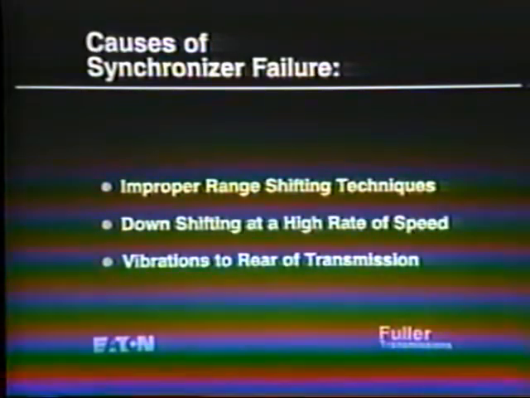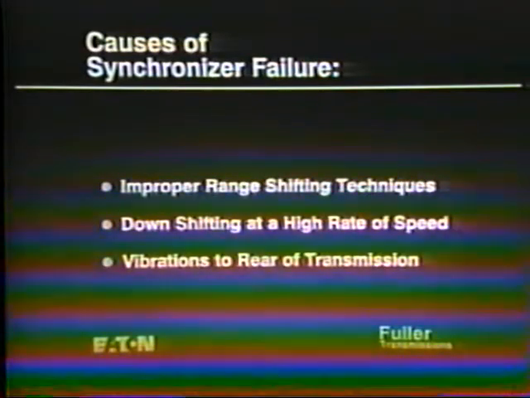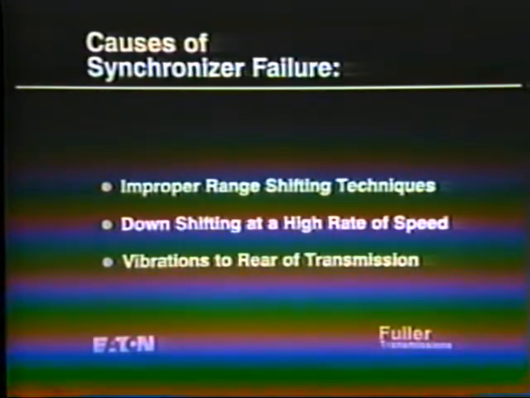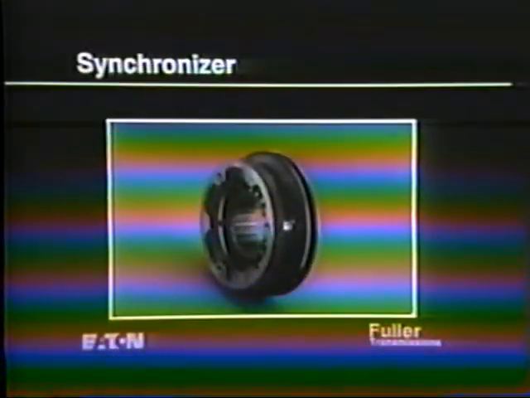Synchronizers fail due to improper range shifting techniques, such as range shifting in neutral, downshifting at a high rate of speed, and vibrations to the rear of the transmission. There is a friction material on the surfaces of Fuller synchronizers which has greater wear resistance than bronze synchronizers. Over a period of time, not pre-selecting the range shift can cause damage to the synchronizer and mating parts. This damage results when the driver is not moving the range button until the lever is in the neutral position. All range shifts must be pre-selected.